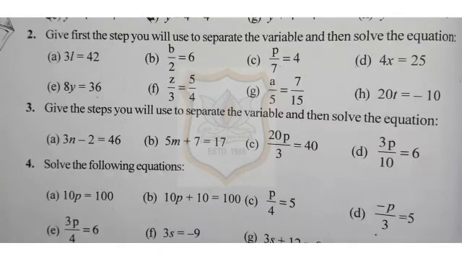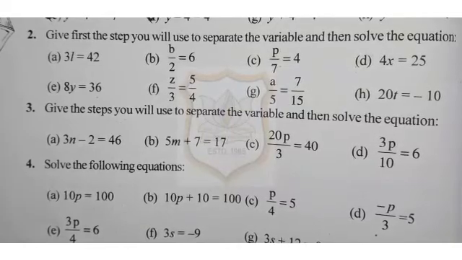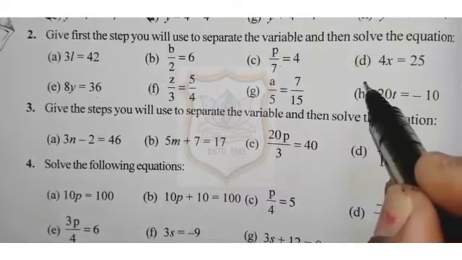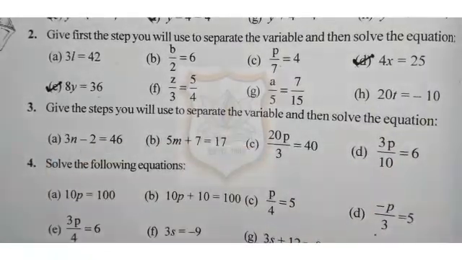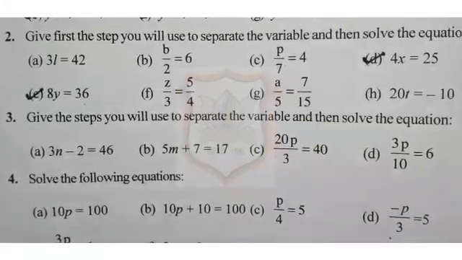So students, in this way, you can solve question number 2 of exercise 4.2 and find the value of the variable by separating the constant term from it. Now students, part D and part E of question number 2, you have to do yourself as homework. So students, this is the end of today's video.